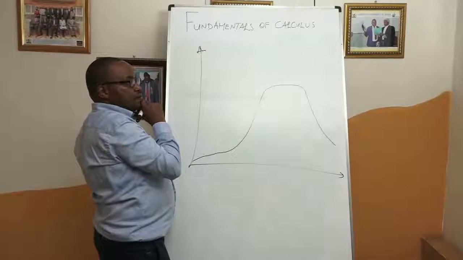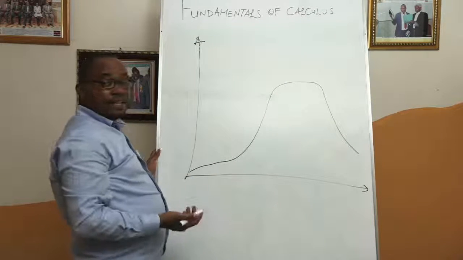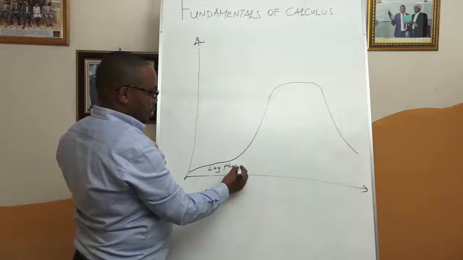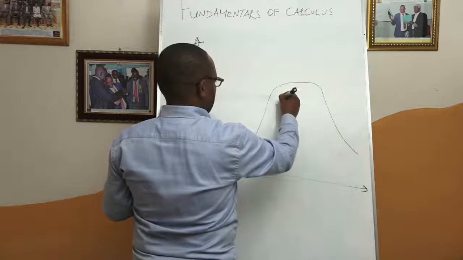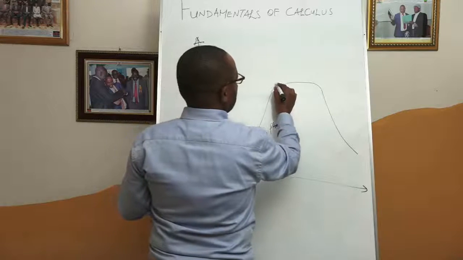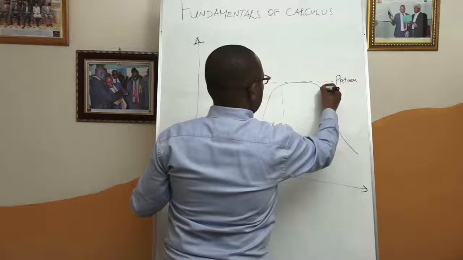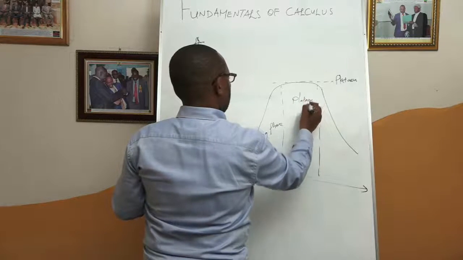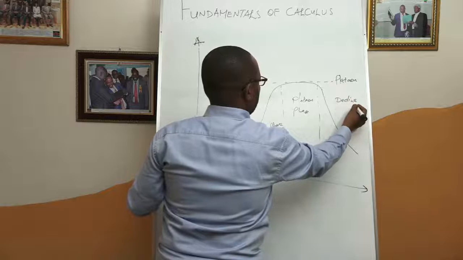If you are doing a study of the normal growth pattern of a bacteria colony, you remember from high school days that there is what you call the lag phase. Then there is the log phase. Then there is a plateau, plateau phase, and there is the decline phase.